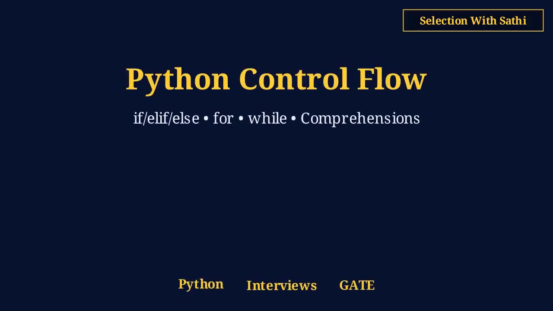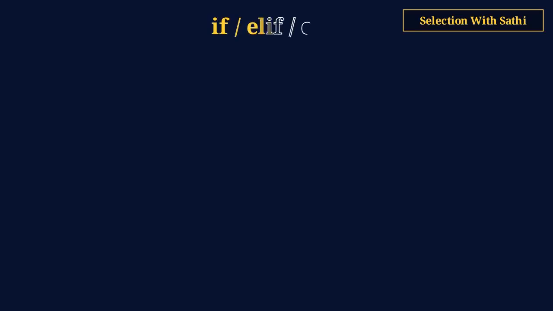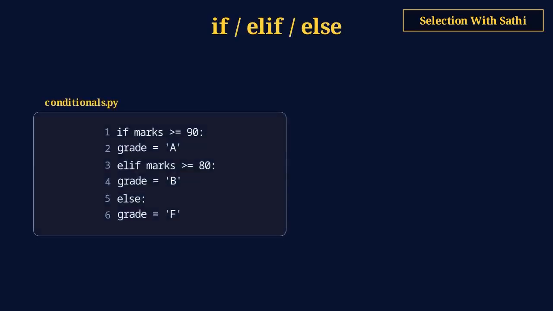Today we will learn Python control flow: if, elif, for loops, while loops, and list comprehensions. These are essential for writing any meaningful Python program. Let's start with conditional statements.